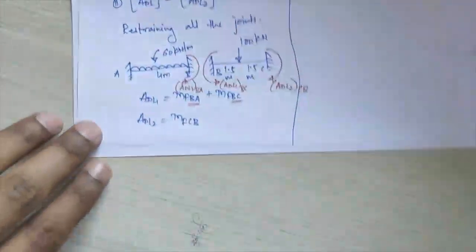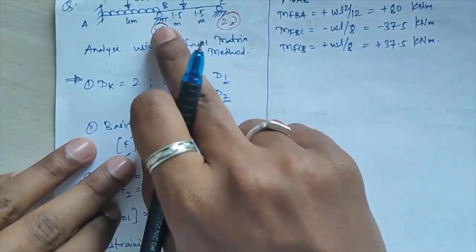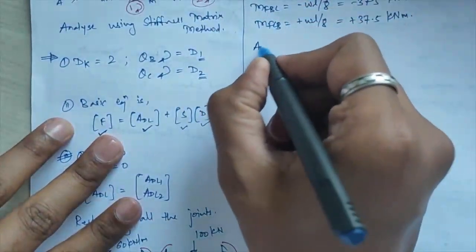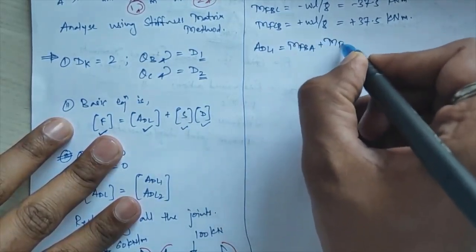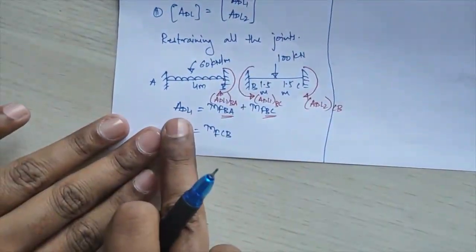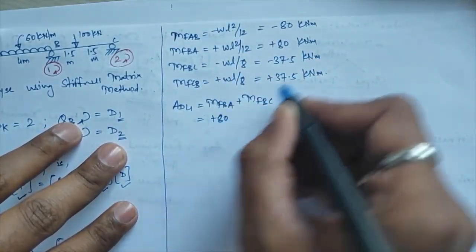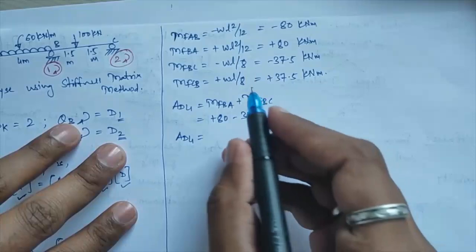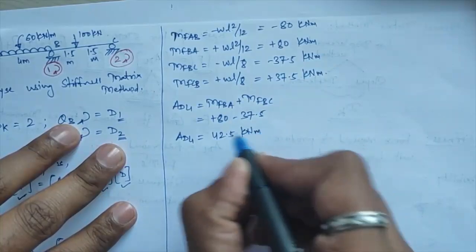Right, now here I have to calculate the value of ADL1 and ADL2. ADL1 is what? We have selected the first coordinate, that will be for BA and for BC. So here I will calculate ADL1, that will be MF BA plus MF BC. Same way we have written here, ADL1 is equal to MF BA plus MF BC. So I will substitute these values over here. MF BA I have got as plus 80 and BC I am getting as minus 37.5. So ADL1 here I will get as plus 80 minus 37.5, I am getting this as 42.5 kilonewton meter positive.